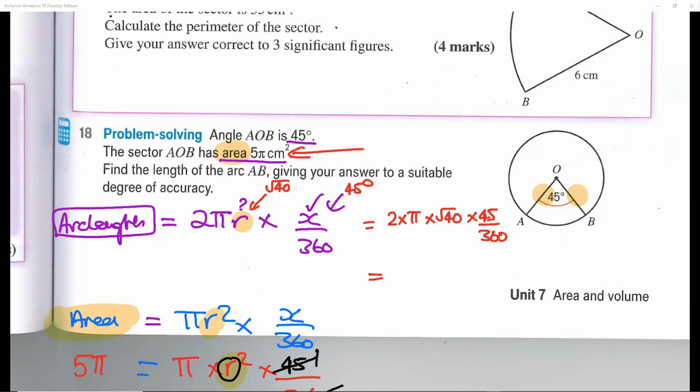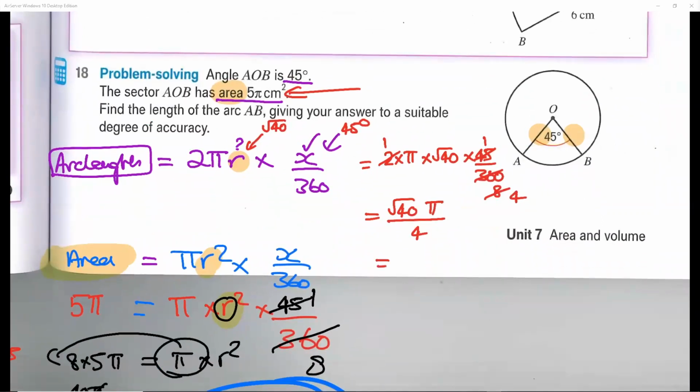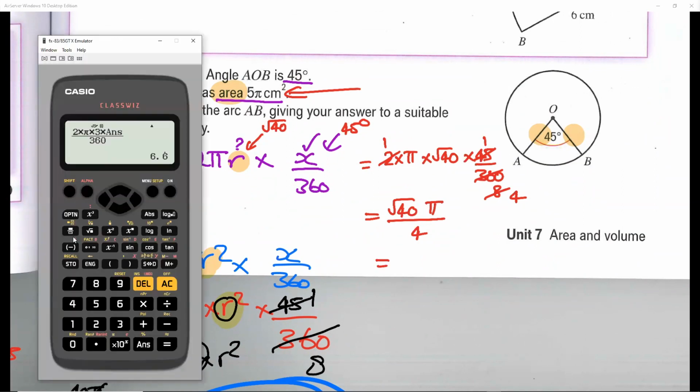So that will become 1/8. That will divide by 2, that becomes 1/4. So we're going to have root 40 pi over 4 as my pure answer before the calculation has to be rounded. So let's put that into the calculator.